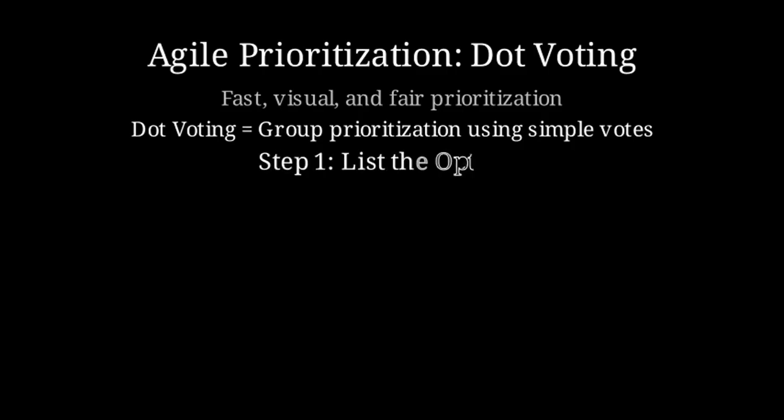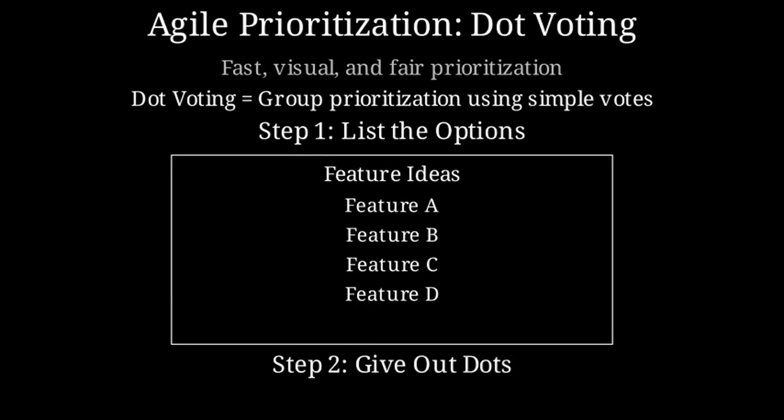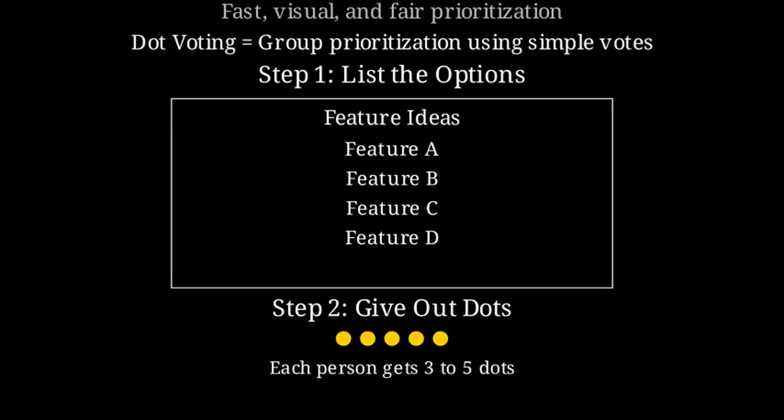Step 1. List the options. Imagine the team writes all the ideas clearly on a board. Here are 4 example features. Step 2. Give out dots. Each team member gets the same number of dots, usually 3 to 5, to represent their votes.